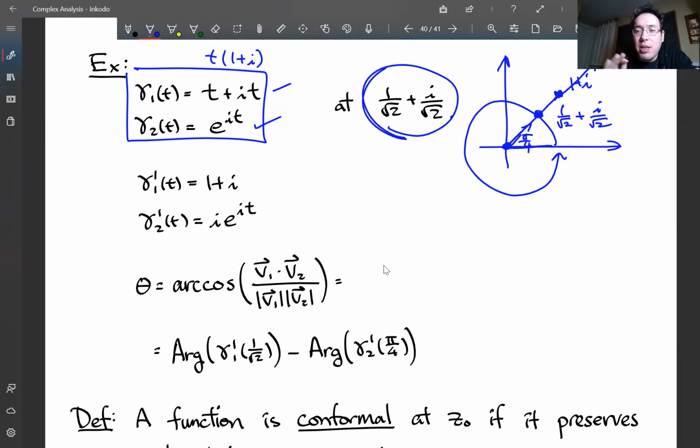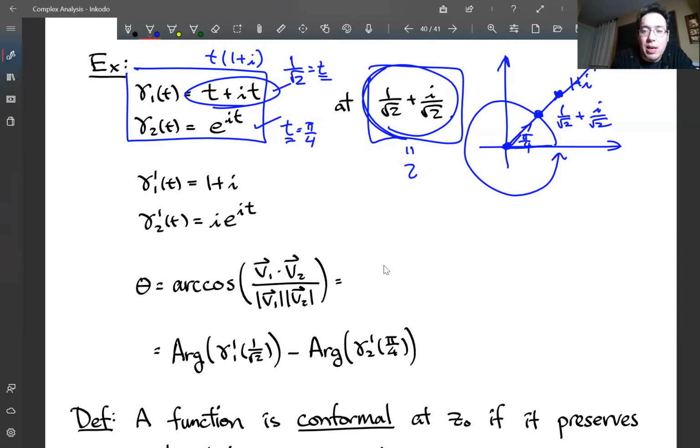Note that these two curves do intersect, but they intersect at different t's, right? So t is equal to 1 over root 2 for the first curve, and t is equal to pi over 4 for the second curve. So the t's do not have to match, but at those two t values, these curves are sitting at the same location. So this is our z naught.